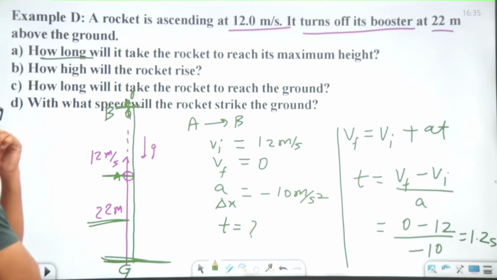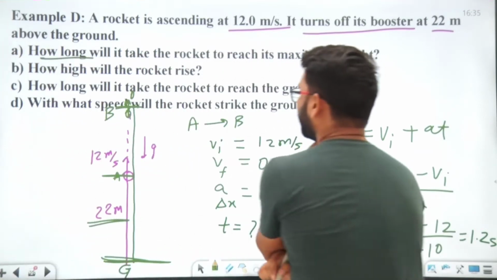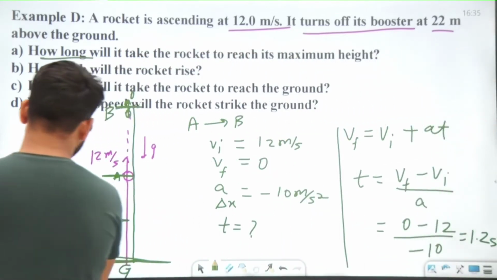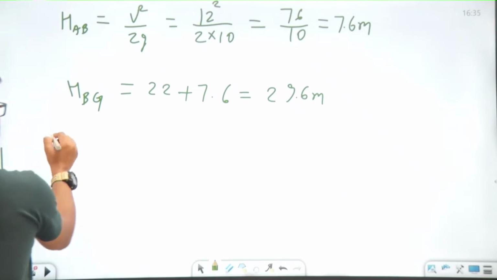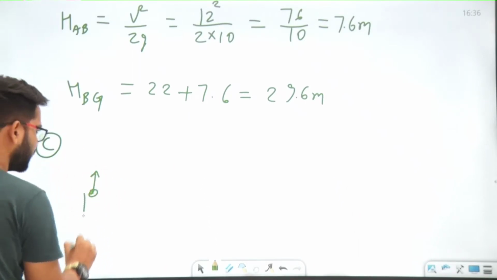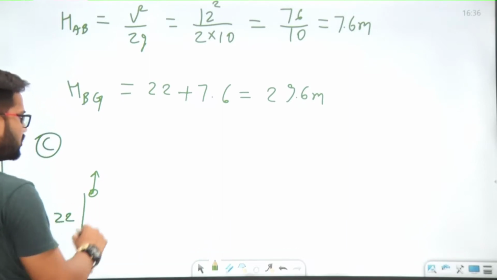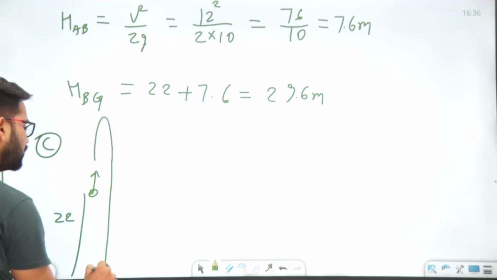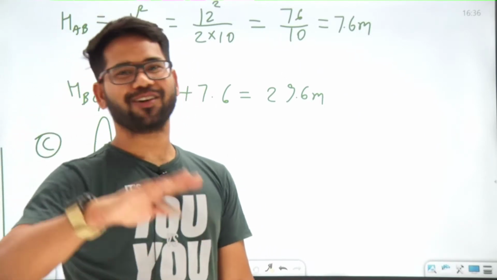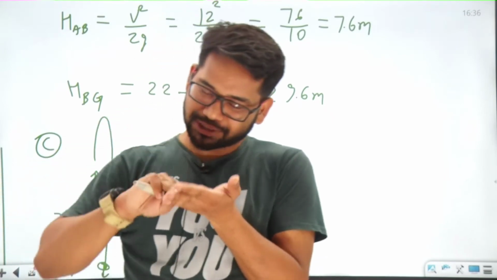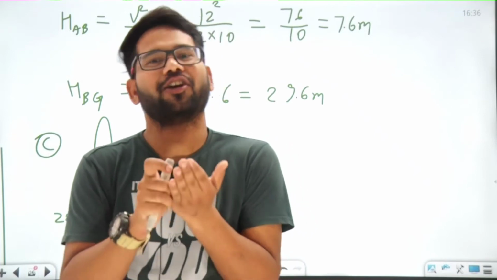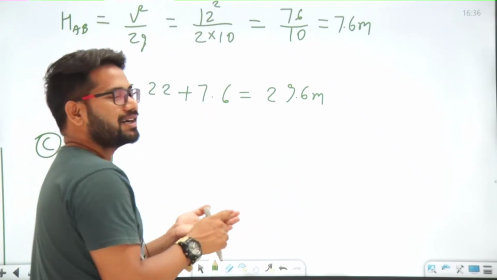See, it has asked how long will it take the rocket to reach the ground. So students, for part C, look what is happening from the 22 meters. Initial position is at 22 meters, it's going up, then coming back here. So here you cannot apply the formula of time period, because it's not from the initial position to again the initial position. Final position and initial position are not the same. So you cannot apply that time period formula.